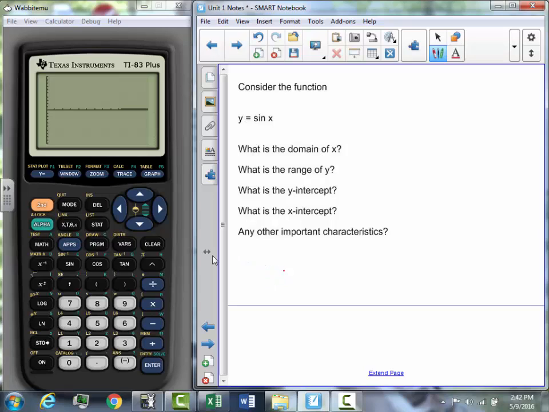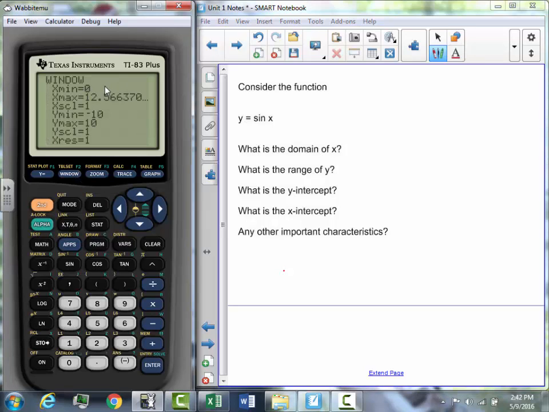Well, it takes 360, right? Currently, my window is set to go to 12 degrees. Well, how much is that graph going to move in 12 degrees? Not very much at all, right? But if I make my x max now go to 360, now watch. Now it'll go up and back down again like it's supposed to.